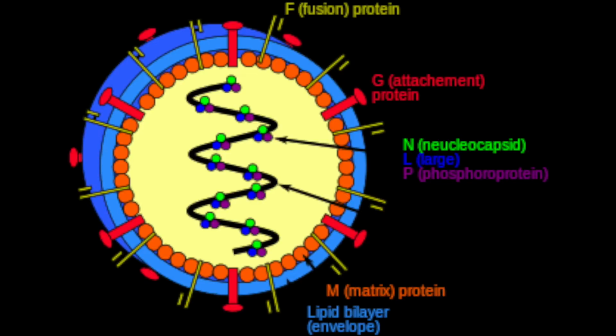There are 2 different proteins on the outside of the viral envelope. The G protein attaches the virus to the host cell, and the F protein fuses with the host cell and injects its contents into the cell to create more virions.